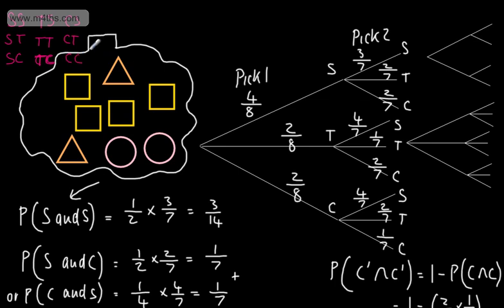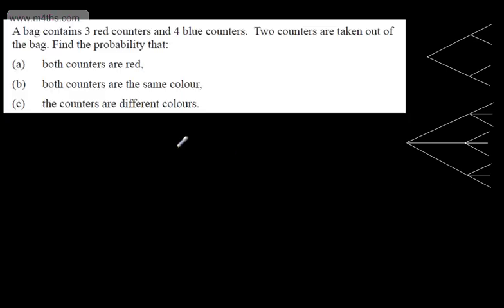So 9 possible combinations here, and we could work with them. Whilst a tree diagram is helpful, it is not essential. You're not forced to do it unless you're told to do one. Okay, let's do some questions.